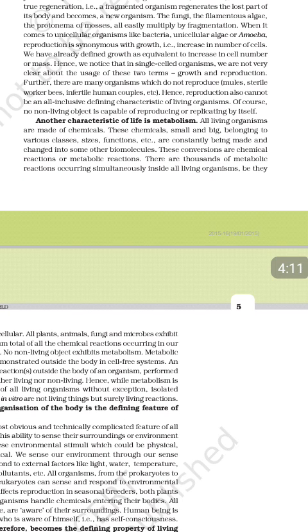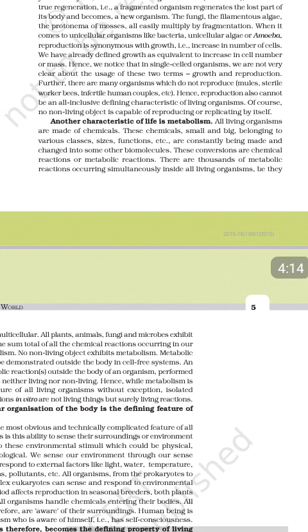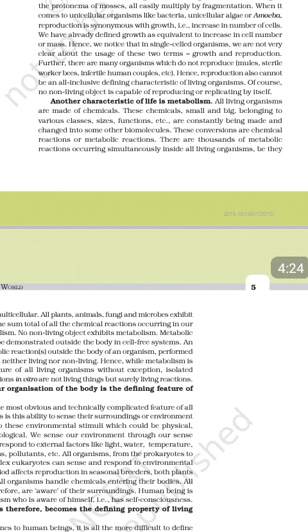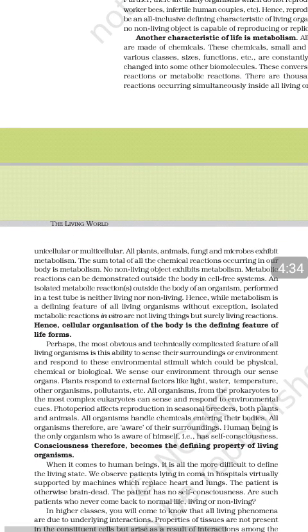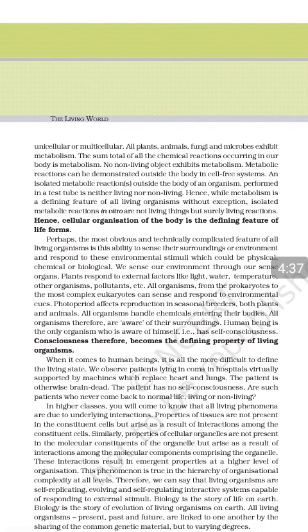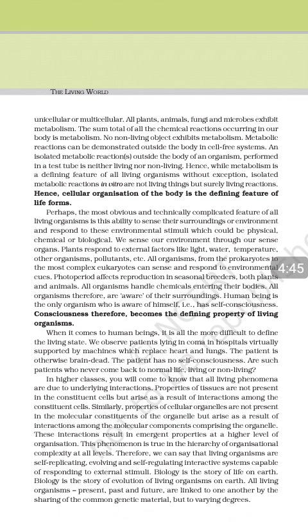Another criteria of life is metabolism. All living organisms are made up of chemicals. These chemicals, small and big, belonging to various classes, sizes, functions, etc., are constantly being made and changed into some other biomolecules. These conversions are chemical reactions or metabolic reactions. There are thousands of metabolic reactions occurring simultaneously inside living organisms, be they unicellular or multicellular. All plants, animals, fungi, and microbes exhibit metabolism. A sum total of all the chemical reactions occurring in our body is metabolism. No non-living object exhibits metabolism.